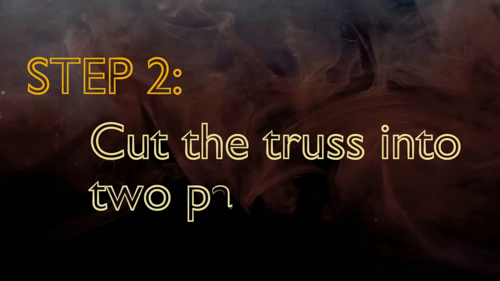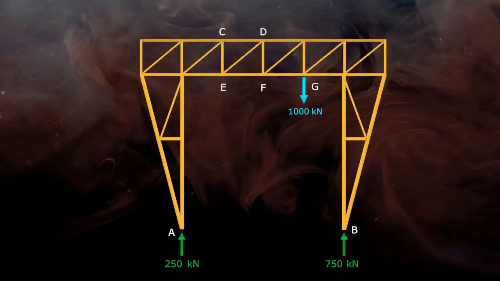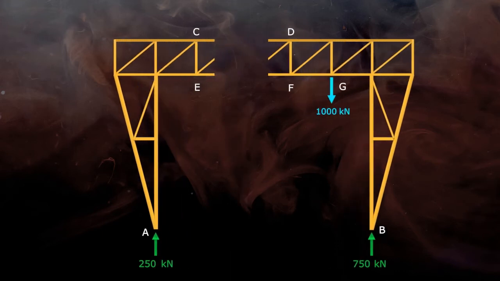Next step is to cut the truss into two separate parts by a section line. This section should pass through a maximum of 3 members with unknown forces. If no particular member is given in the question, you can select any subsequent 3 members even if they are not parallel to each other. But here, as it is asked to find out forces in members CD and EF, the section line must pass through these 3 members so that the truss will be divided into 2 parts.